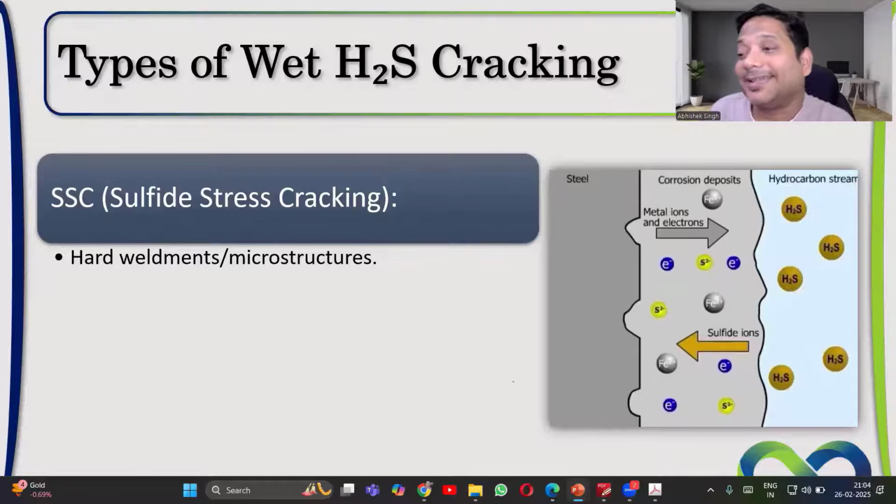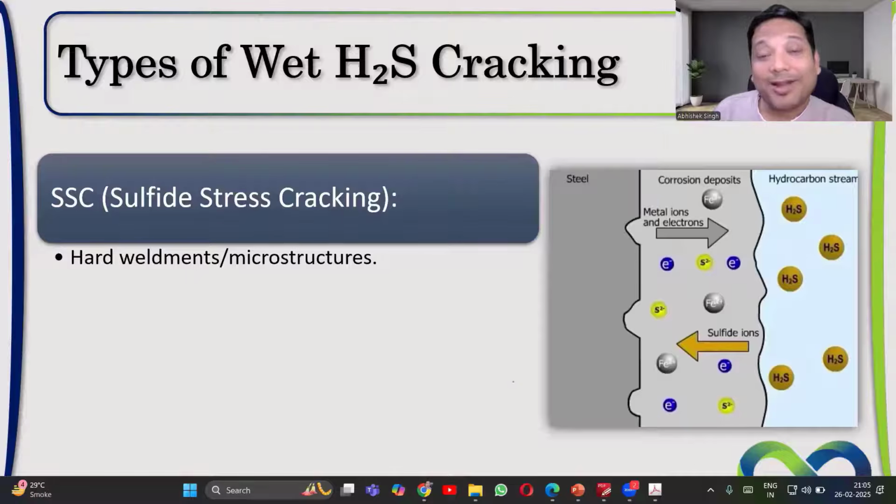when the temperature rises, the phenomenon of hydrogen getting into the material becomes higher. So if you go to 100, 150 degrees Celsius, more hydrogen will get absorbed in the metal. But the cracking does not happen at high temperature. Cracking happens at normal temperature, from 20 to 60 degrees Celsius.